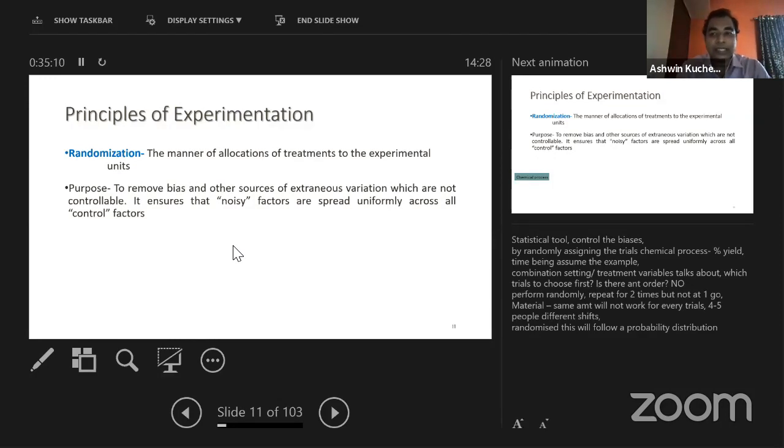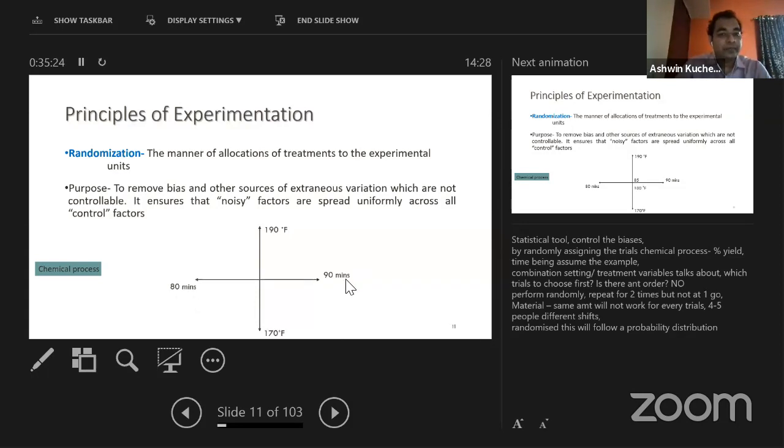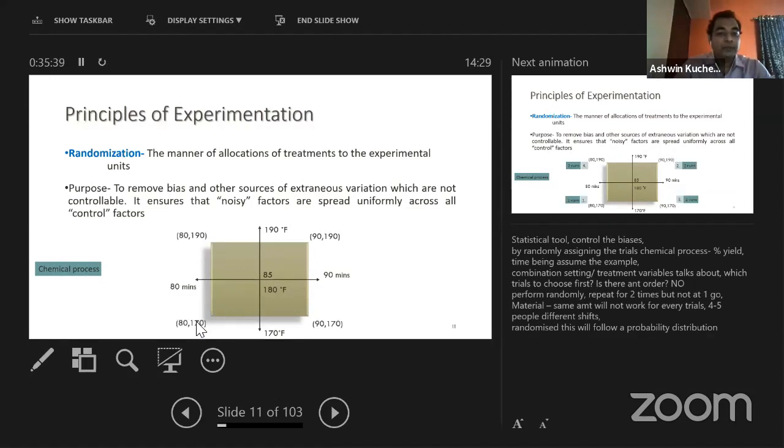So let us take an example. Our example is input, process, and output, and the example is of a chemical process. The chemical process has time with low and high of 80 and 90, and temperature with low and high of 170 and 190, with center points of 85 for time and 180 for temperature in Fahrenheit. Let's plot a block diagram. This tells us that you have 4 different factorial points: 80-170, 90-170, 90-190, and 80-190. So these are your 4 factorial points.